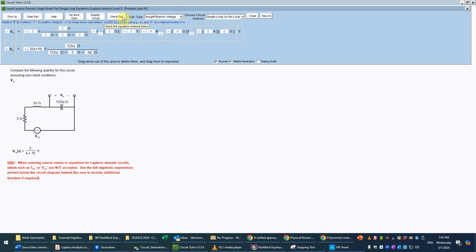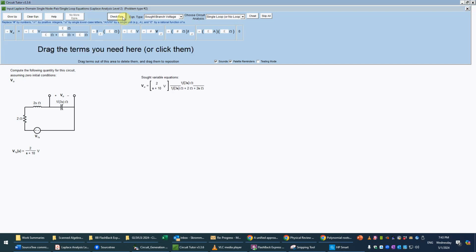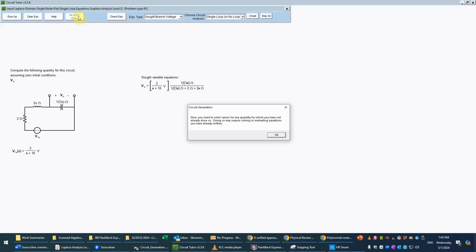Okay, so we'll go ahead and check that. And having done that, now we just need to put in a final simplified form for this. So we'll click no more equations since we've entered all the equations that we need.